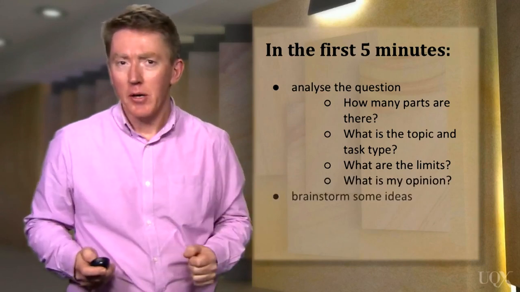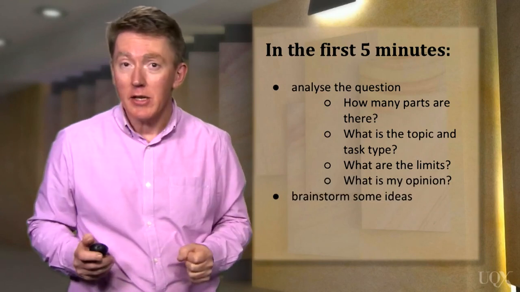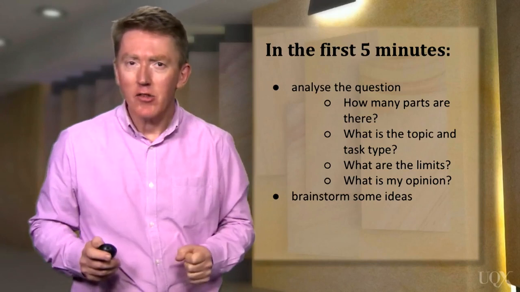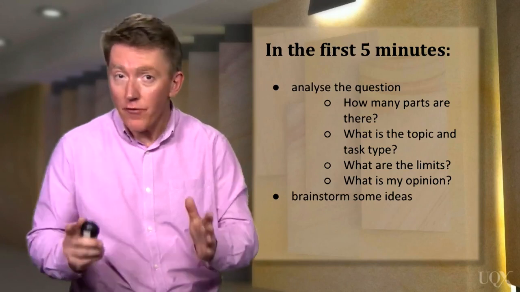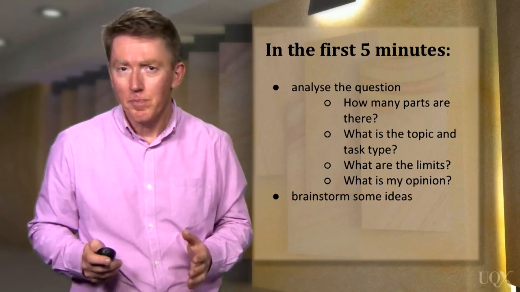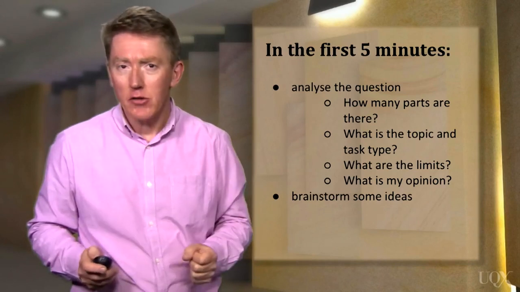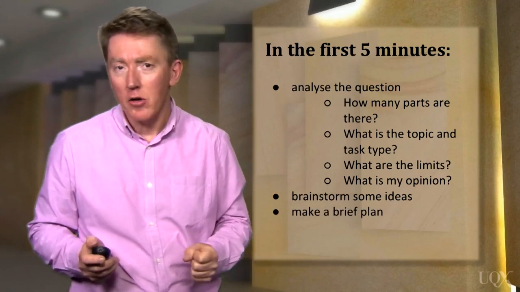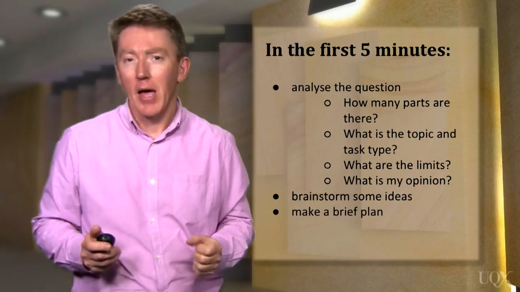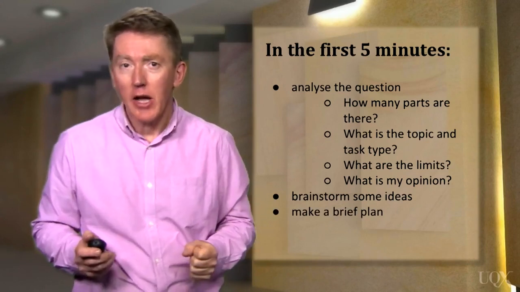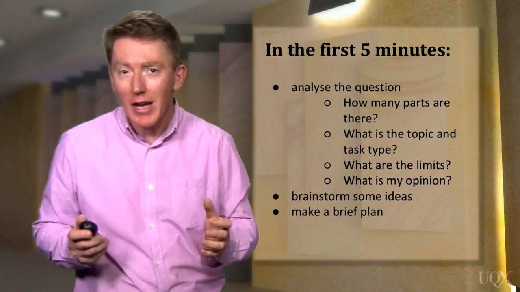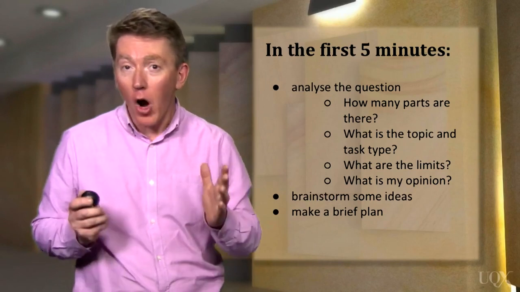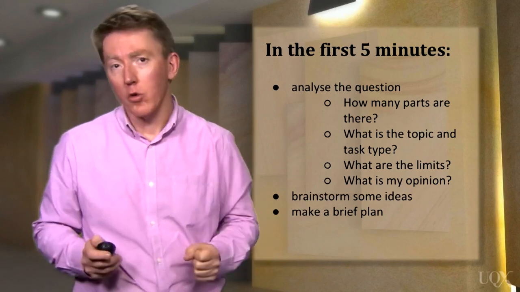The next step is to brainstorm any ideas that you have about the topic. Try and get these ideas down on paper as fast as possible. Once you've got some ideas down, it's time to make a brief essay plan or outline. An essay plan can help you to organise your ideas clearly before writing and can help you to stay on track while you're writing.